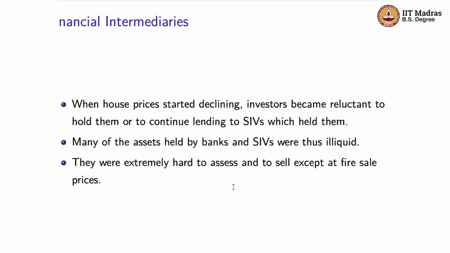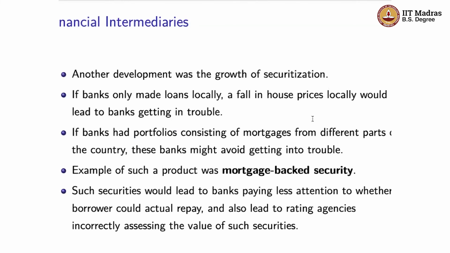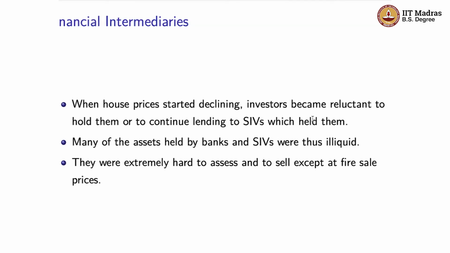And when house prices started declining, investors started becoming reluctant to hold these mortgage-backed securities or to continue to lend to SIVs which held the securities. Remember that SIVs had on their asset side very different types of securities, of which a major portion was this mortgage-backed security, right? Now, as a result of this, you have got assets such as mortgage-backed securities, which these banks and SIVs are holding, but nobody is willing to buy them at this point, right? Because now there is a lot of uncertainty about what is the value of this asset.